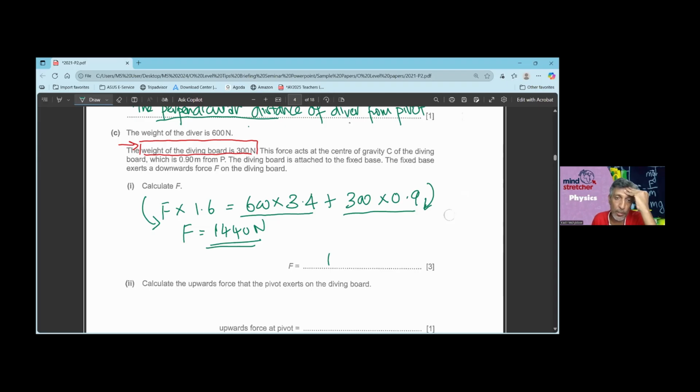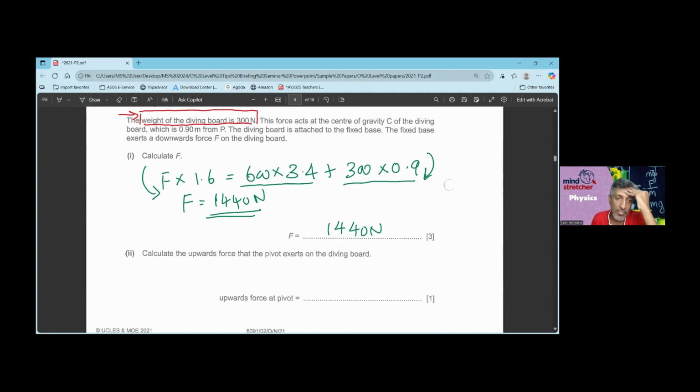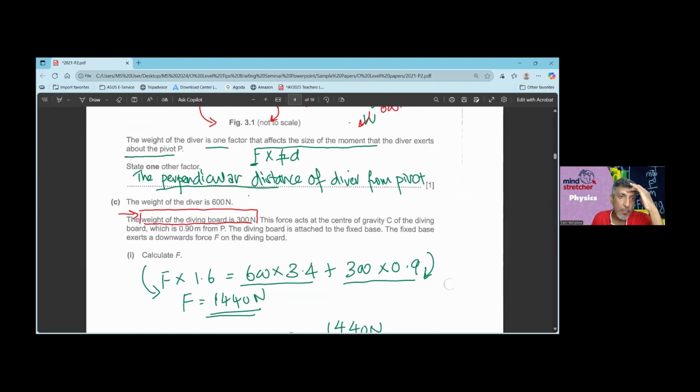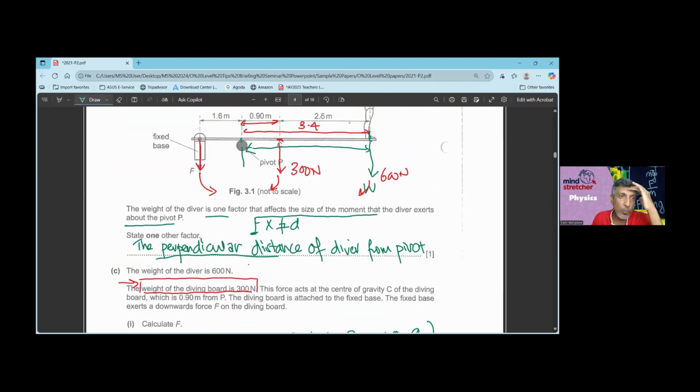So later on, you can give 3SF or 2SF, yeah? Okay, now they said, calculate the upward force that the pivot exerts on the diving board. Guys, remember what they're asking you is what will be the force the pivot here exerts. Now, remember, you have to go back to condition number 1 of equilibrium.